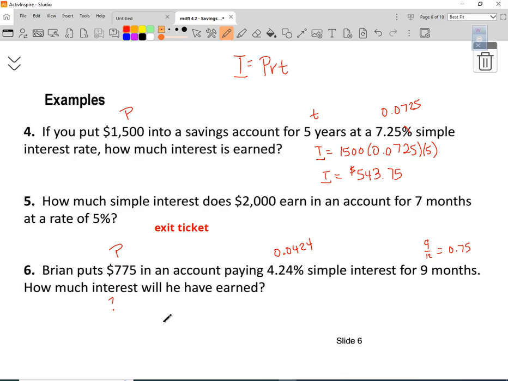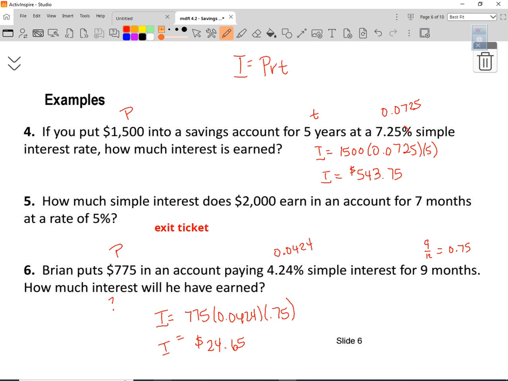Still using this same formula. The interest equals the principal, $775 times 0.0424. But now it's times not even a full year, 3/4 of a year. And when we do that, we'll see that we only earn $24.65.